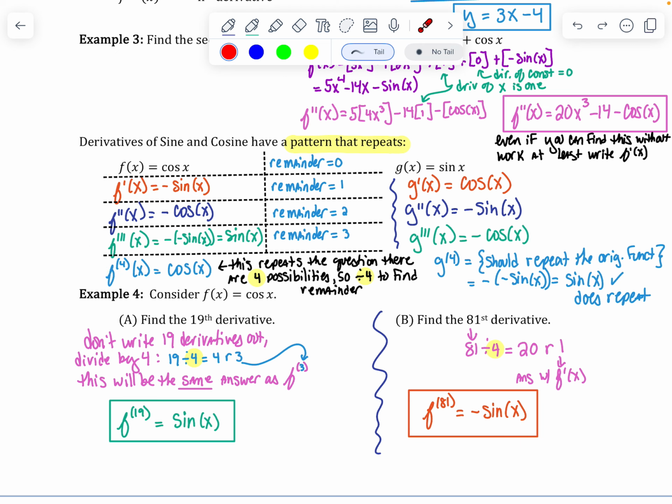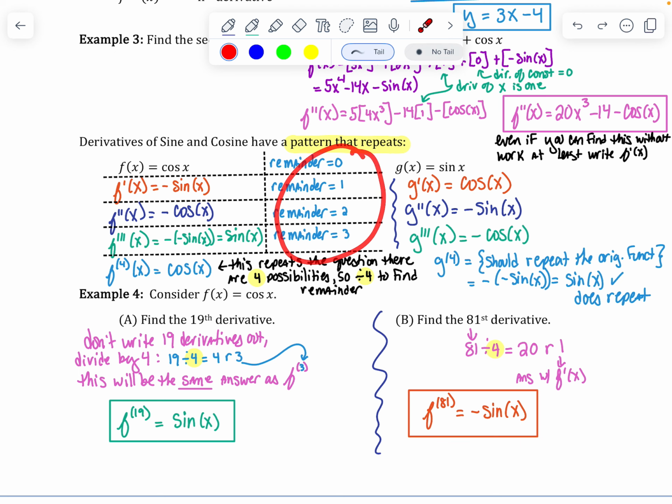These two match. So since we're repeating the question, then at most we can think of 4 derivatives that occur, where actually it's 3 different derivatives and the fourth derivative is a repeat of the question. So we're going to consider dividing by 4. So if I was to ask to take the cosine of x and find the 19th derivative, I'm not going to write 19 derivatives out. I'm going to divide by 4. And 4 will go into 19 4 times, which is 4 times 4 is 16, and it subtracts with a remainder of 3. So I just need to find the third derivative.